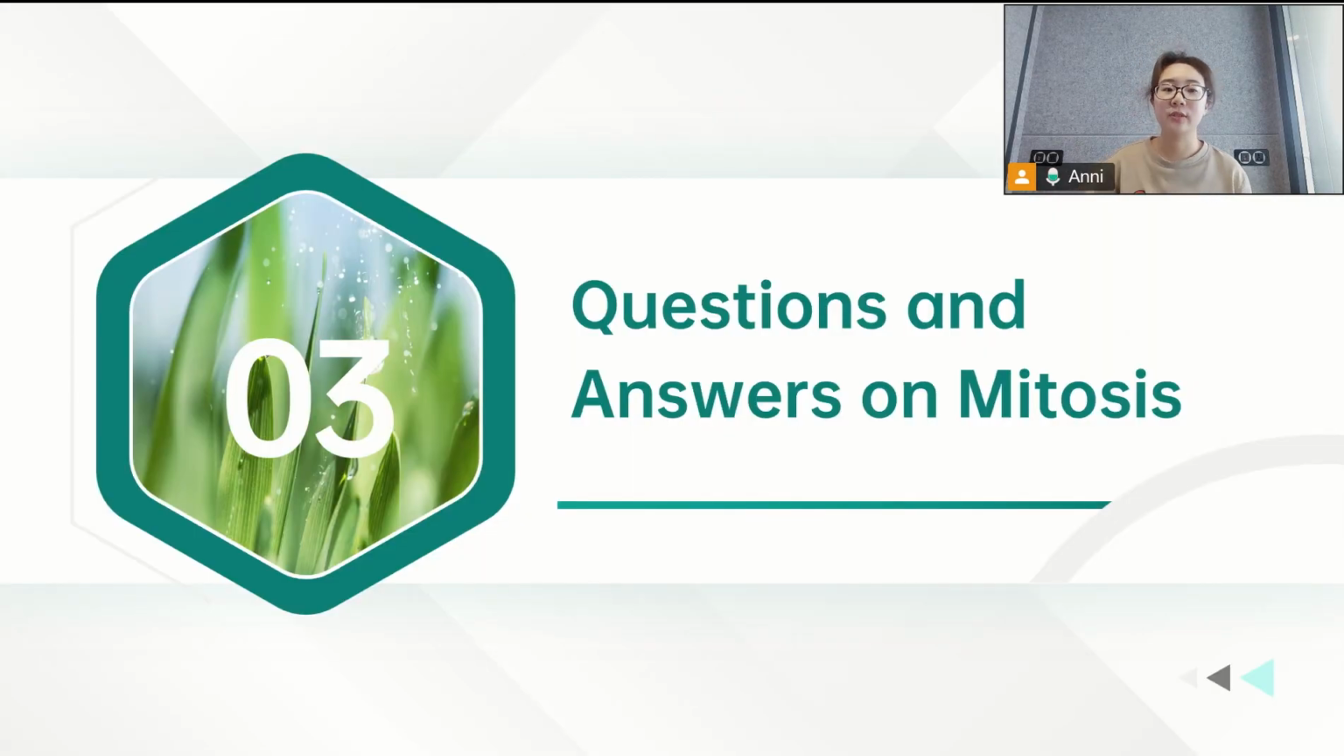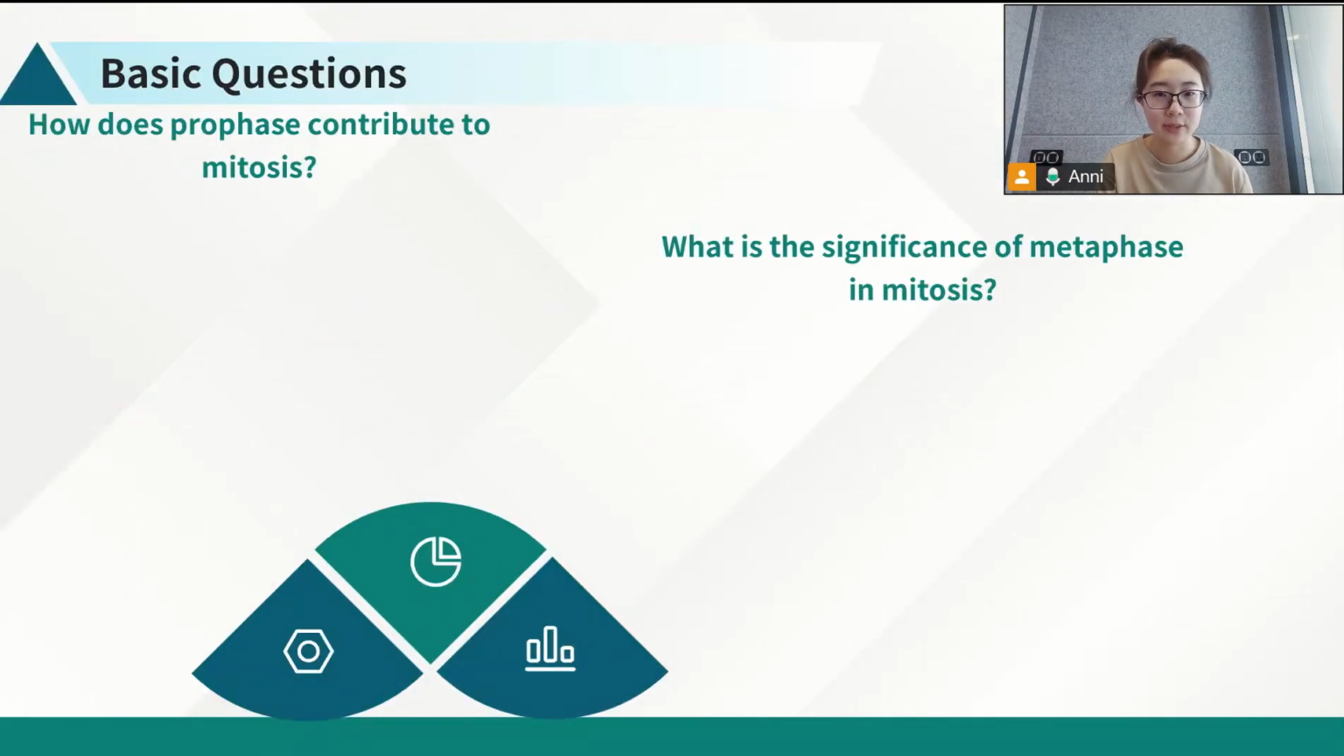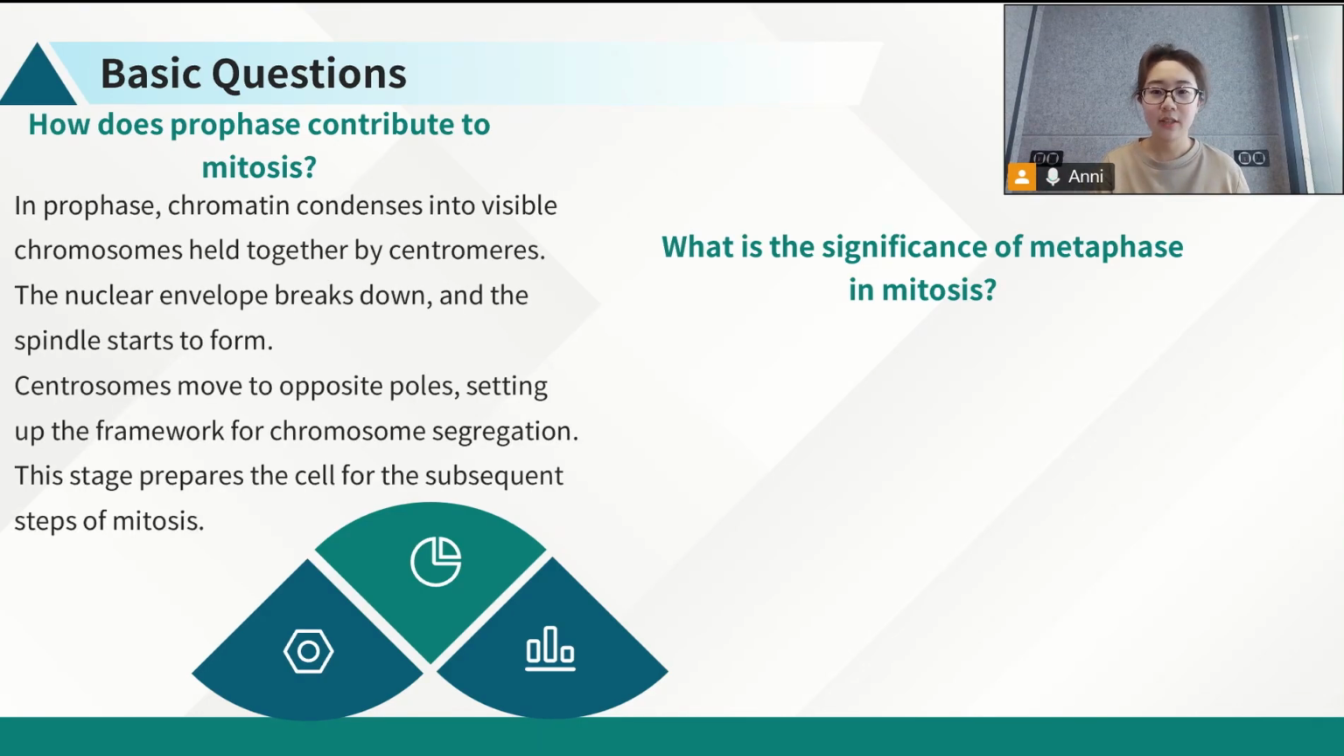Okay, we'll move on to the next part, which is about questions and answers on mitosis. So first question, how does prophase contribute to mitosis? So in prophase, chromatin condenses into visible chromosomes held together by centromeres. The nuclear envelope breaks down and the spindle starts to form. Centrosomes move to the opposite poles, setting up the framework for chromosome segregation. This stage prepares the cell for the subsequent steps of mitosis.